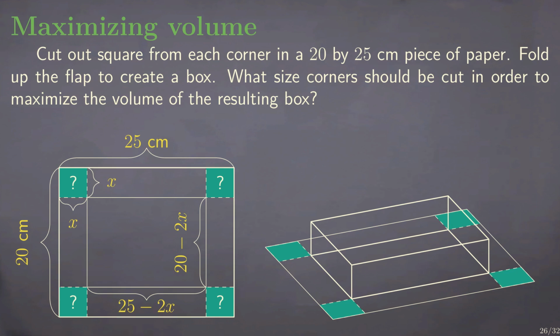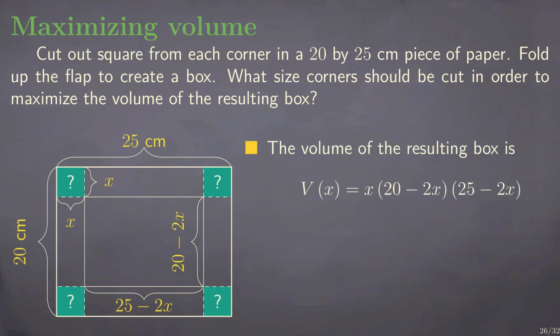And in order to maximize the volume of the resulting box, let's take a look at the picture that we depicted here. So we see that in order to create a box from the paper, we need to cut off from the 4 corners of the paper 4 same squares. Let's denote the side of such squares by x. Then we know that the resulting box will have 3 adjacent sides x, 20 minus 2x, and 25 minus 2x, right? So based on the formula to compute the volume of a box, we see that the volume that we denote by V(x) is actually the product of x, 20 minus 2x, and 25 minus 2x.